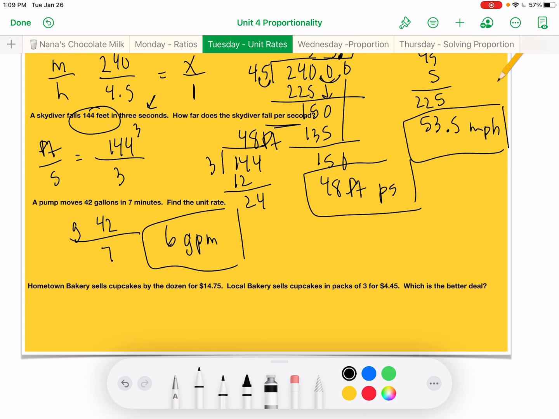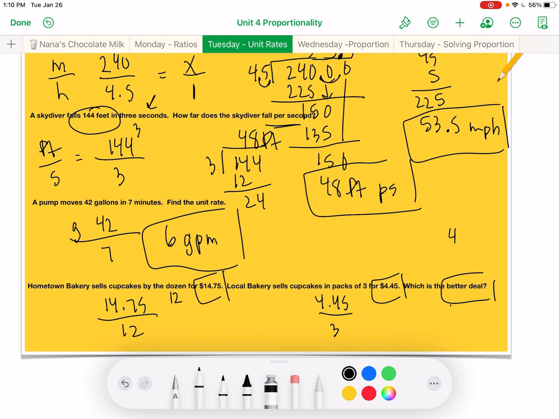Hometown Bakery sells cupcakes by the dozen. A dozen is equal to 12 for $14.75. Local Bakery sells cupcakes in packs of 3 for $4.45. So we are going to say $4.45 divided by 3 and $14.75 divided by 12. Which one has the better deal? We're going to have to solve, because better deal means the least expensive.